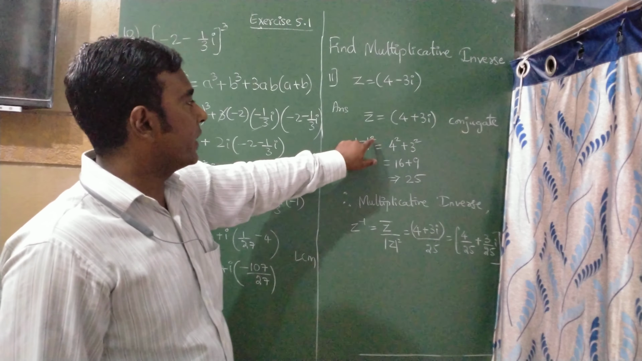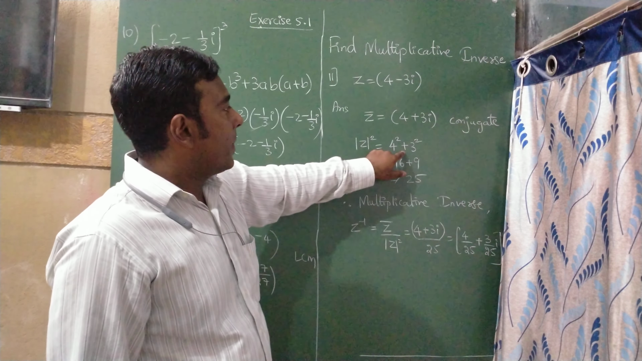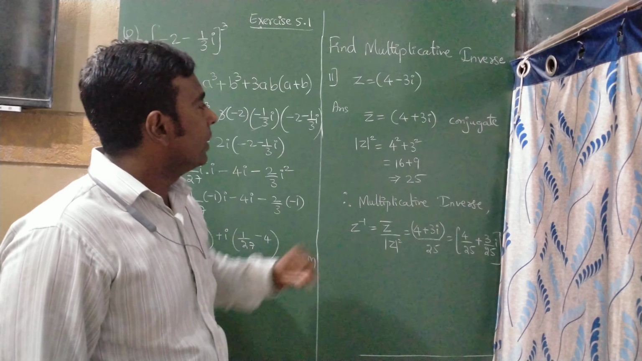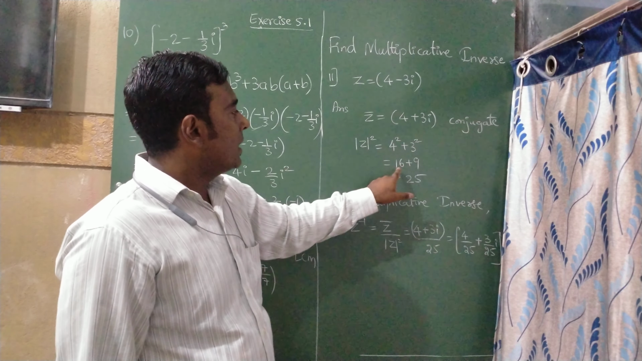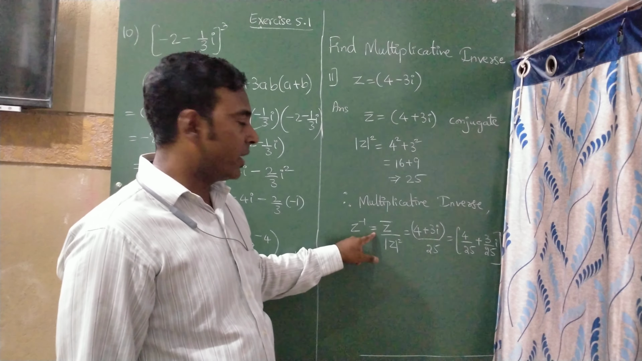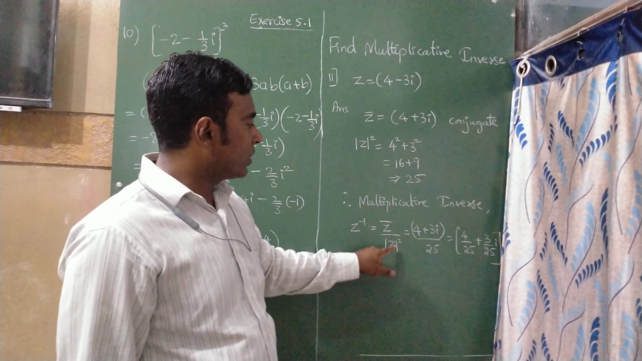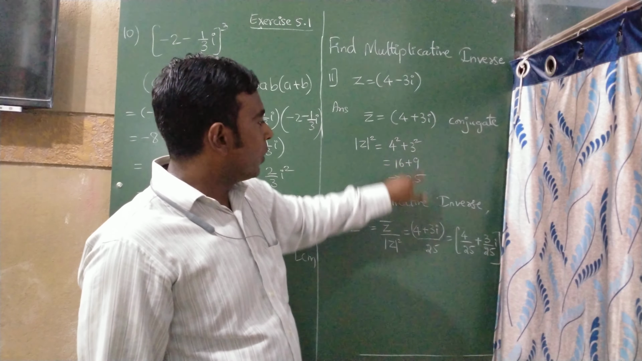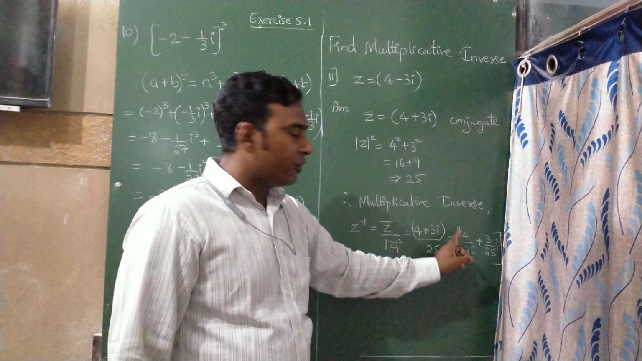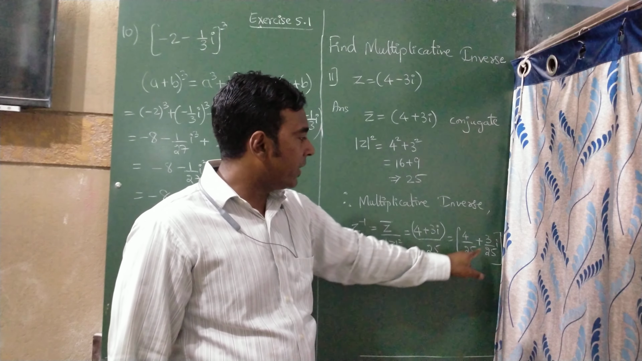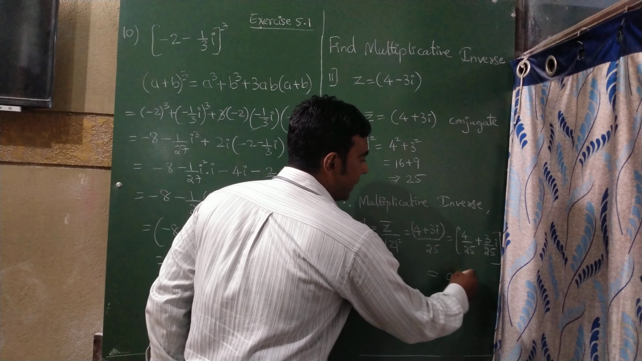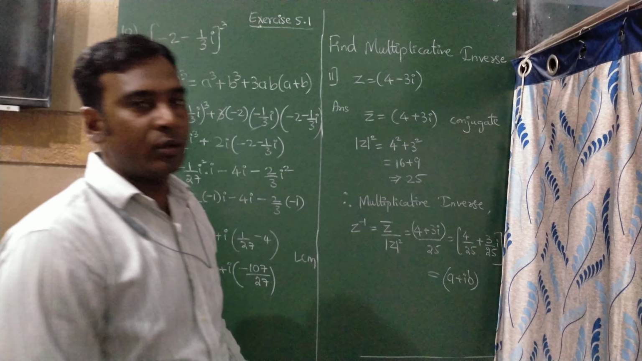Now next is modulus of z square, which is 4 square plus 3 square. It means real part square and imaginary part square. So 4 square is 16, 3 square is 9, 16 plus 9 is 25. Now the multiplicative inverse is z raised to -1, equal to z bar divided by modulus of z square. That is, z bar is 4 plus 3i and modulus of z square is 25. I am going to write separately for the real part and imaginary part: 4 upon 25 plus 3 upon 25 i. This is called a plus ib form. So let's move on to the 12th sum.